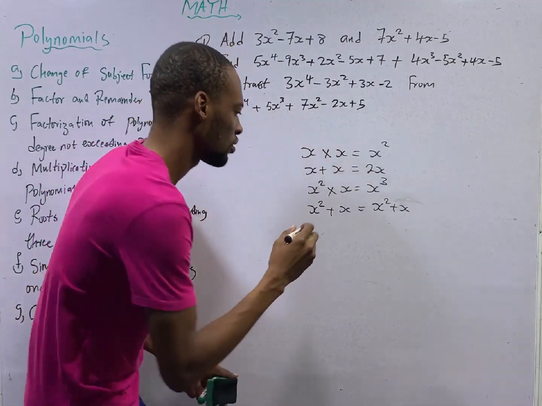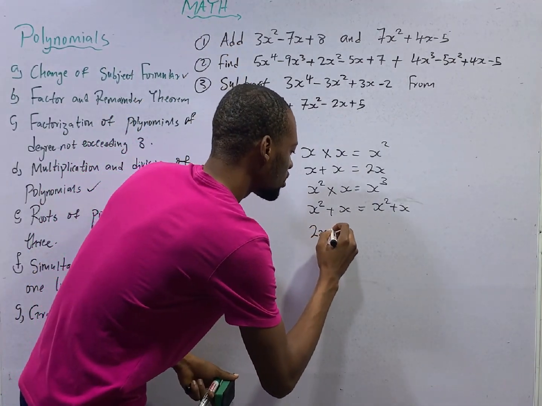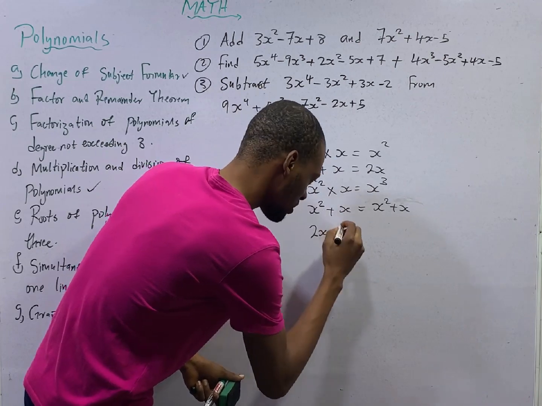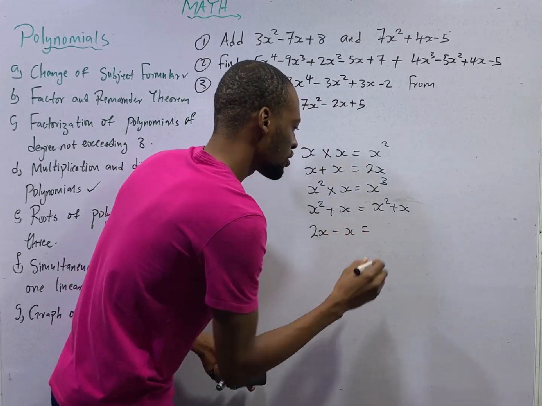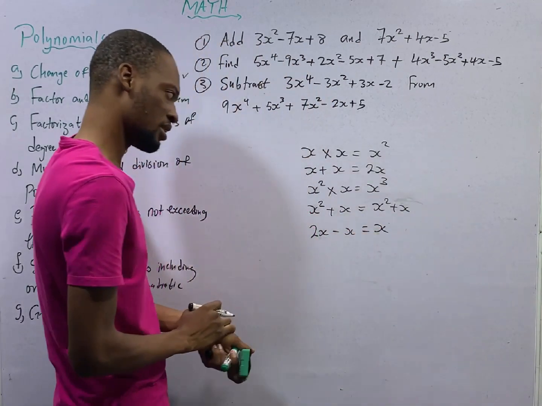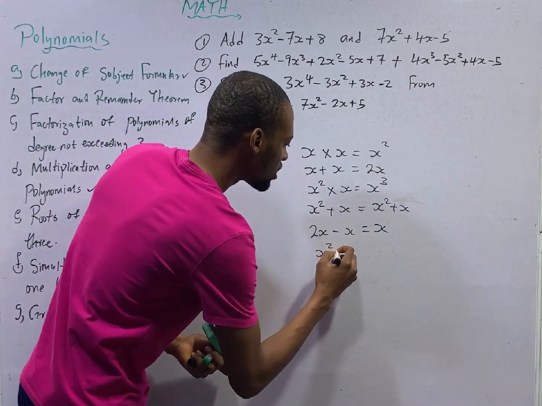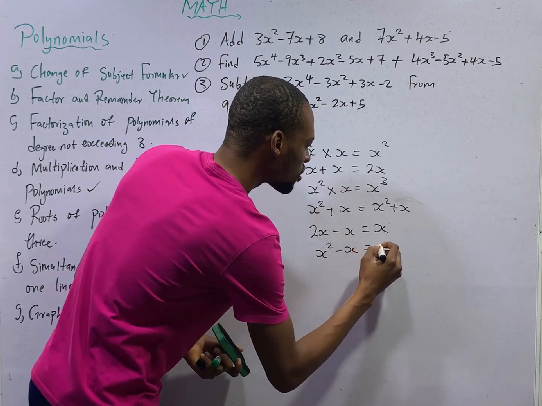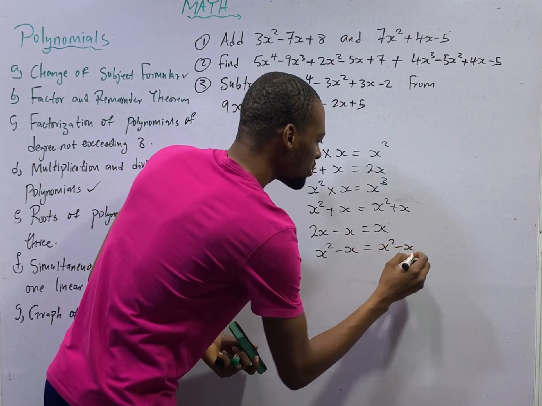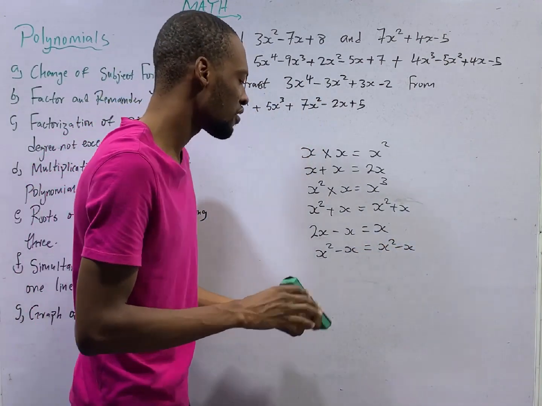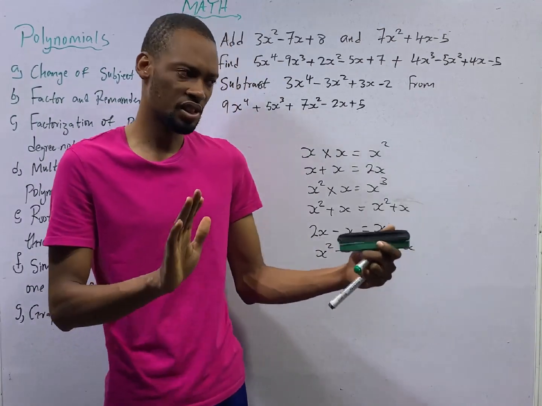If I say 2s minus s, this is equal to 1s or s. However, if I say s squared minus s, this is equal to s squared minus s. You cannot subtract variables of different degrees.